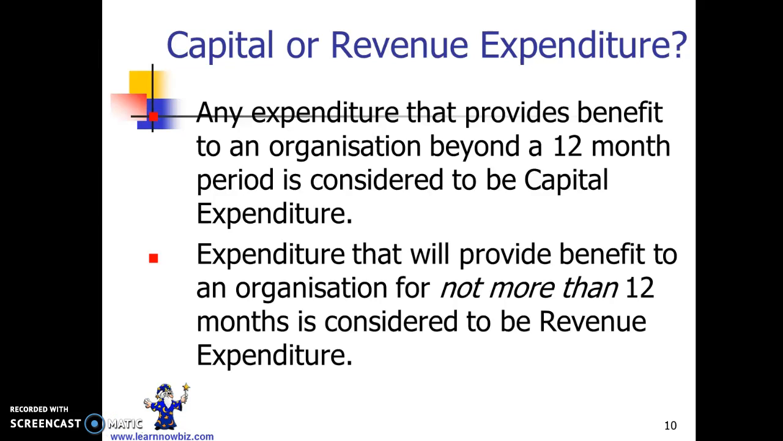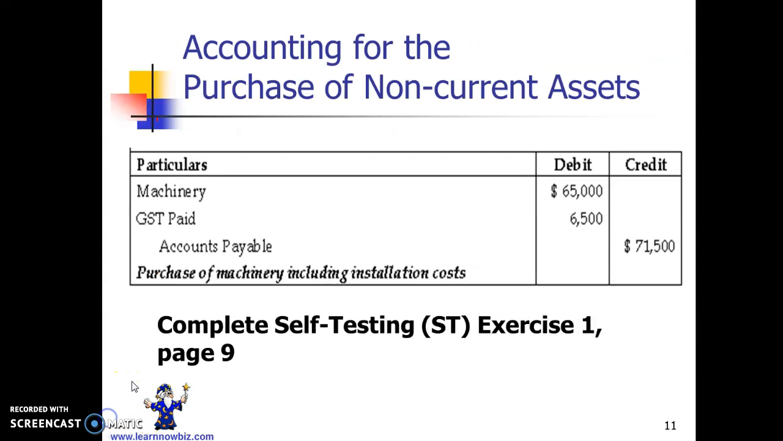Well, what's the difference between capital and revenue expenditure? Any expenditure that provides benefit to an organisation beyond a 12-month period is considered to be capital expenditure, or the cost of an asset. Expenditure that will provide benefit to an organisation for not more than 12 months is considered to be revenue expenditure. So go to the discussion board again and try and answer that question. Are the insurance premiums, which are paid on an annual basis, part of the asset?